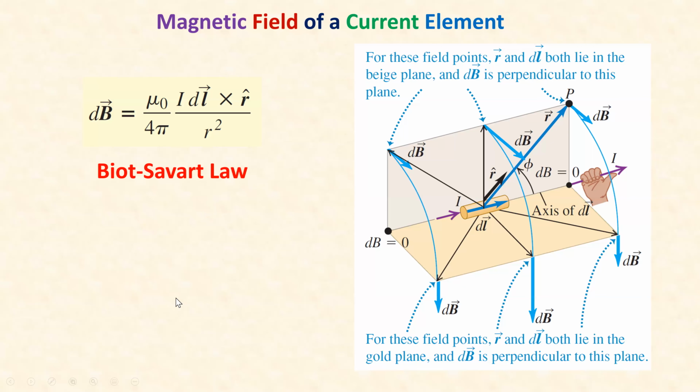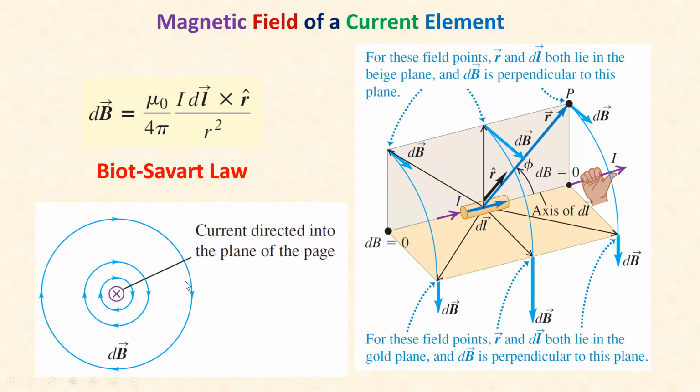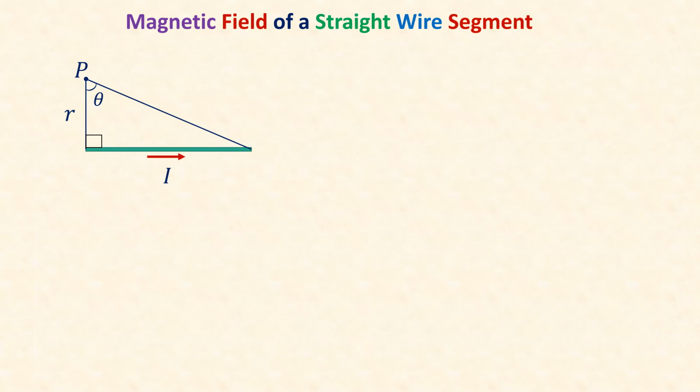And again, when you have a current element, looking from behind, the current is going into the page. It creates a magnetic field that's circulating around it, exactly like this, coming from the right-hand rule. Now we're going to talk about a line segment that has a current I in it, and you want to calculate the magnetic field of this line segment at a perpendicular distance r from one end. What is the magnetic field here?